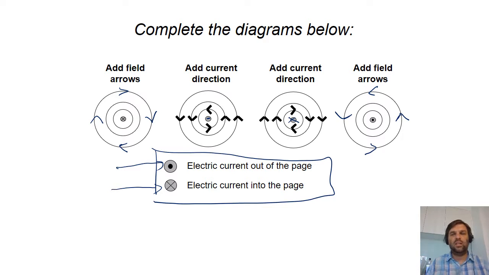Okay, so let's just test if we've got those 4 correct using our right hand grip rule. And indeed we are correct for that one. It's a dot, good, and it's a cross, and it's going anti-clockwise. So we got it correct. Excellent.